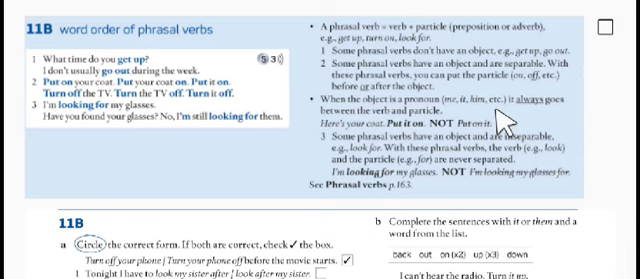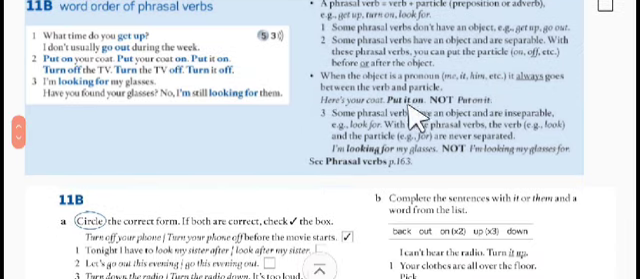It always goes between the verb and particle. Here is an example. Here is your coat. Put it on. ببینید در اینجا put و on از همدیگه جدا شده و ضمیر در وسطش قرار گرفته یا pronoun در وسطش قرار گرفته. Here we have put before and on after the pronoun.